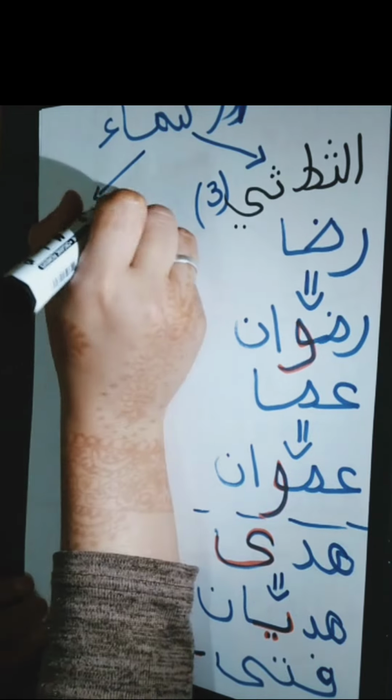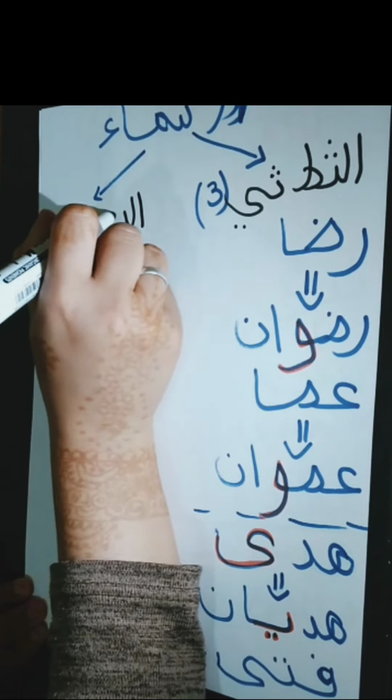Now we will go to الاسم الرباعي. What does الاسم الرباعي mean? A noun that has 4 letters.